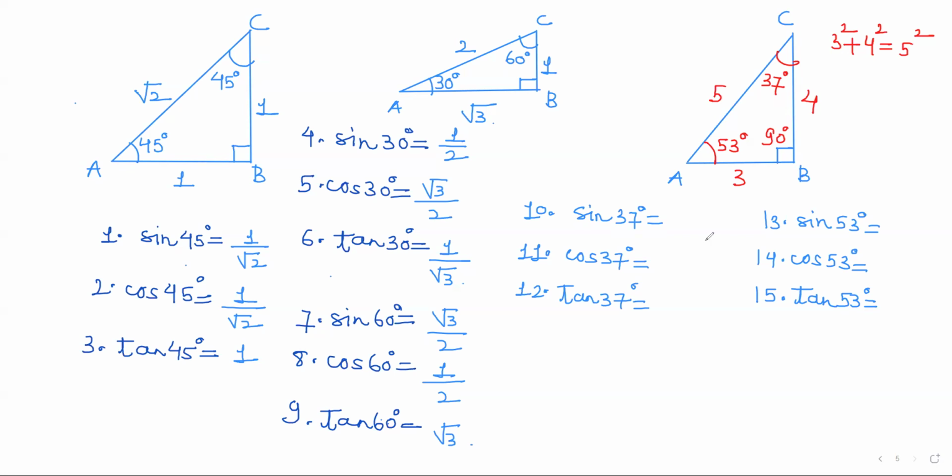So I got some answers. Very good, mostly all of you are doing good. All of you, please check your answers. Sine 37 is 3 by 5, cos 37 is 4 by 5, tan 37 is 3 by 4. Sine 53 is 4 by 5, cos 53 is 3 by 5, and tan 53 is 4 by 3. Very good, Harshit. Very good, Vaishnavi, you wrote it in fractions.